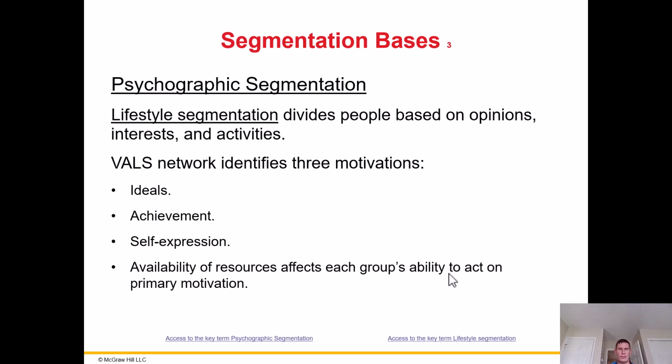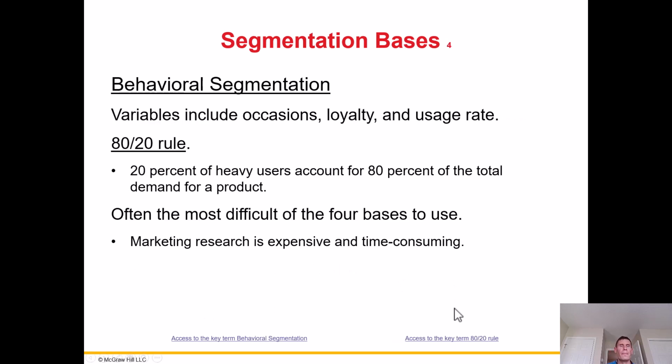Again, these are ways that we can psychographically segment and market if we so choose. We may also look at the availability of resources and how that affects each group's ability to act on primary motivation. We could look at behavioral segmentation. Variables could include the occasions, loyalty, and the usage rate, how often they use it. Yeah, the 80-20 rule, that's pretty common in marketing. 20% of heavy users account for 80% of the total demand for a product, and that's probably true across most products. This is often the most difficult of the four bases to use, simply because when we're dealing with behavioral, we're getting very subjective. So marketing research is of course expensive, and it can also be extremely time consuming.